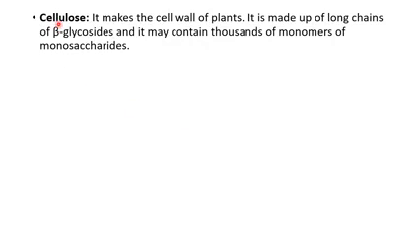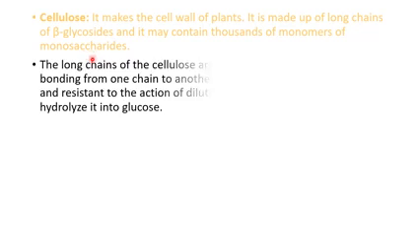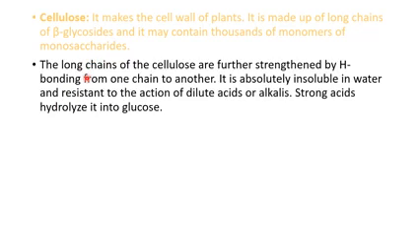Okay, so next one is cellulose. It is found in the cell walls of the plants. It contains many beta glycosides. Okay, many glycosides. So beta bonding we will be studying in later videos. It contains thousands of monomers of monosaccharides. The long chains of cellulose are further strengthened by hydrogen bonding from one chain to another. So that's a character which gives the characteristic strength of the cell walls of the plants. So cellulose is present in cell walls.